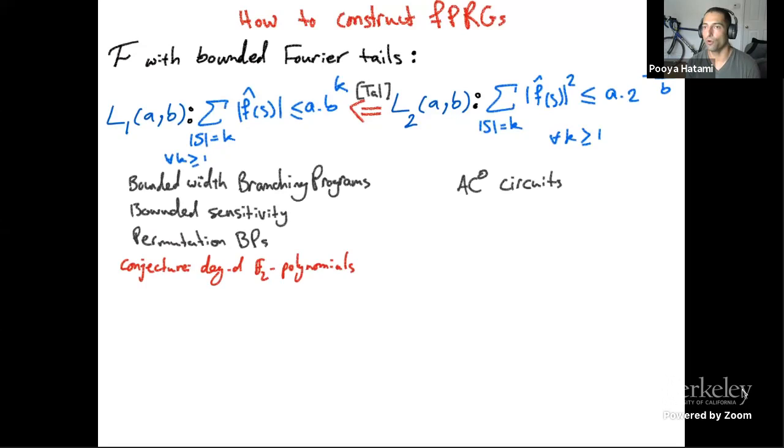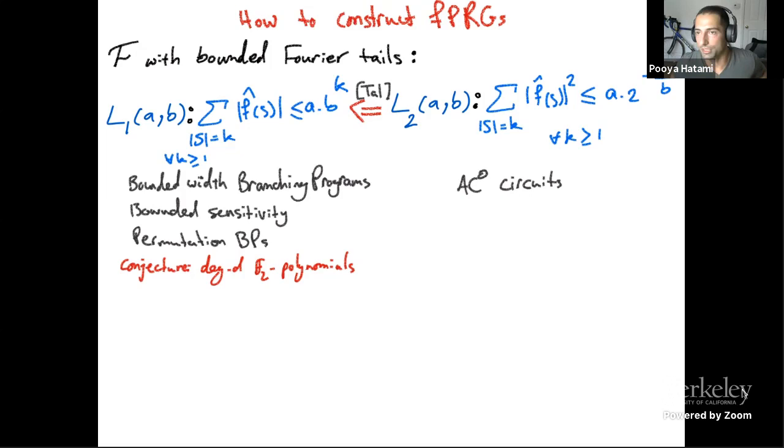And we do know quite a lot of interesting families satisfy L1AB or L2AB. And when I say satisfy, of course, if you allow full freedom on choosing B, all families will satisfy them. When I say that, I mean for non-trivial B. So for example, B being only polylogarithmic in N or something.